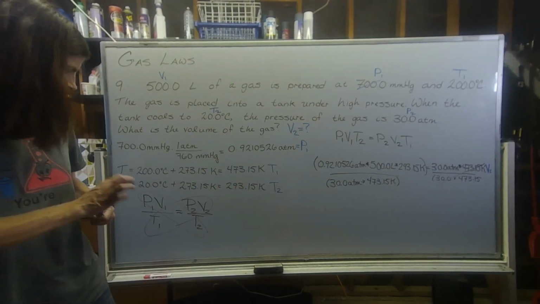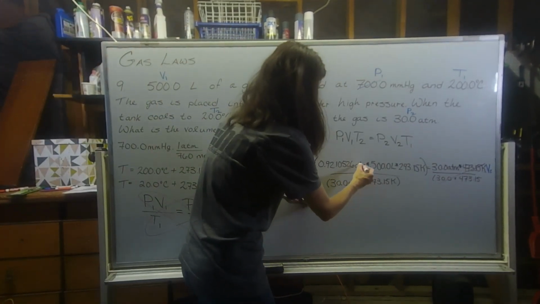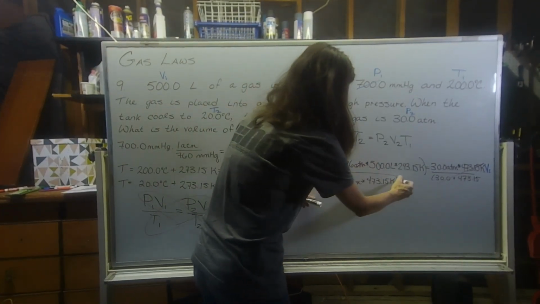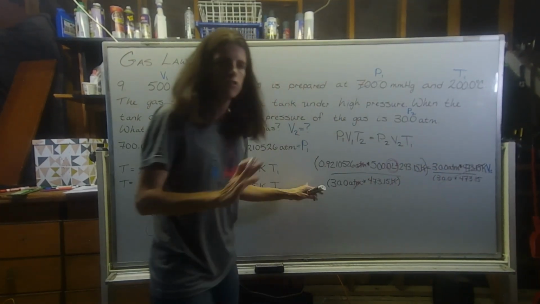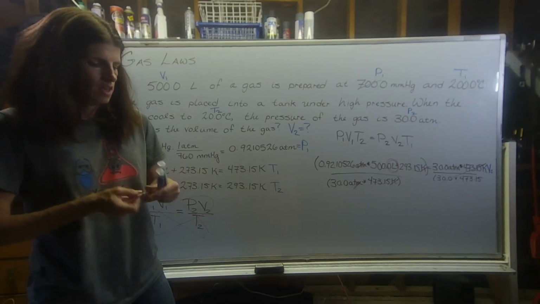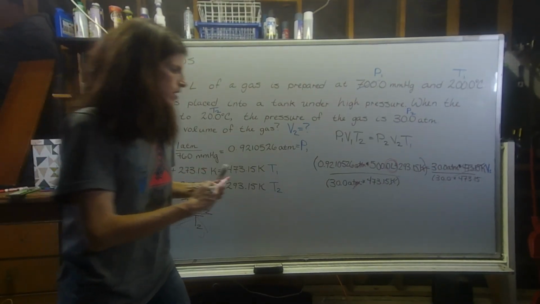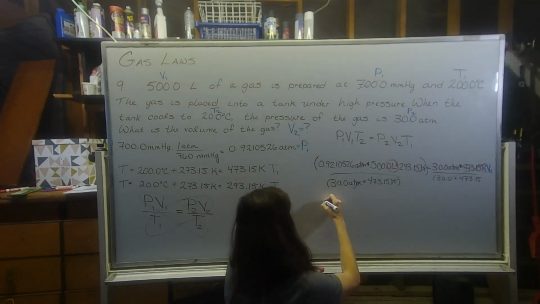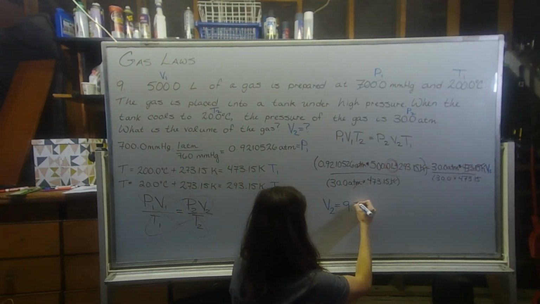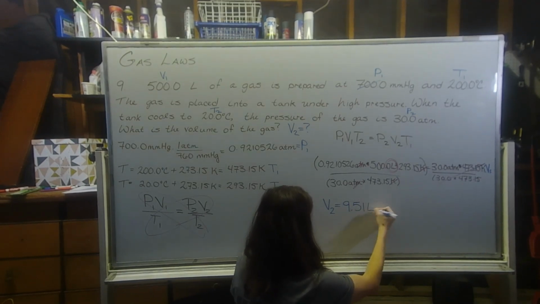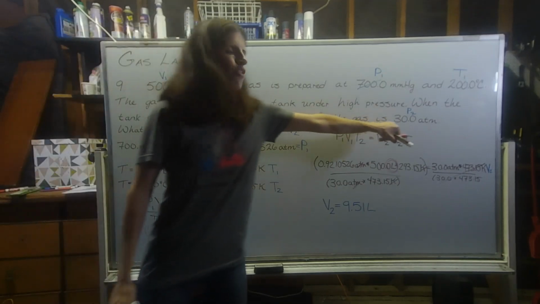Let's check the units. Atmospheres will cancel with atmospheres, and Kelvin will cancel Kelvin, and we're just left with liters, which is perfect. At the end of the day, our new volume is going to be 9.51 liters. And I left it at 3 sig figs because of the 30 atmospheres.